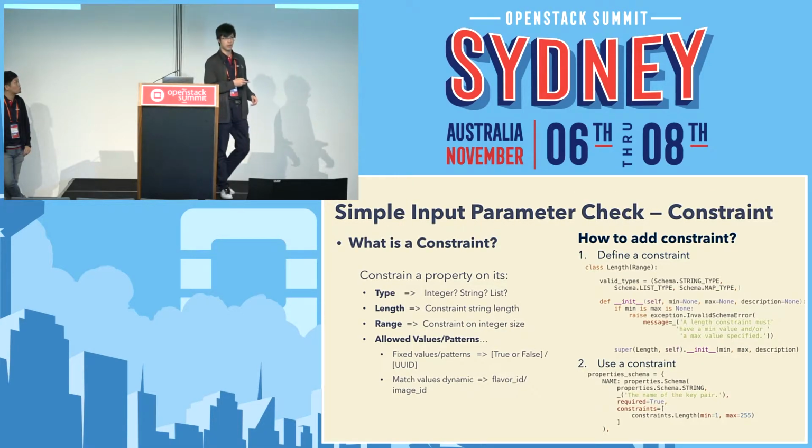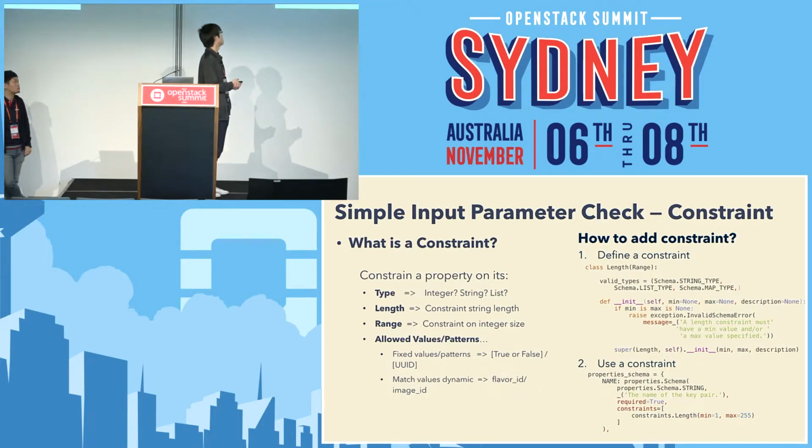And let me briefly introduce the constraint and validation. First part is the constraint. What is a constraint? A constraint is a property on its type, length, range, or allowed values, allowed patterns. For example, for allowed values, you can set it as true or false. If you input an integer, it will fail.